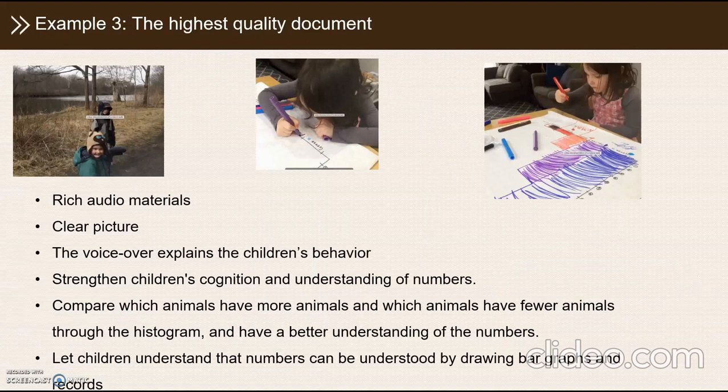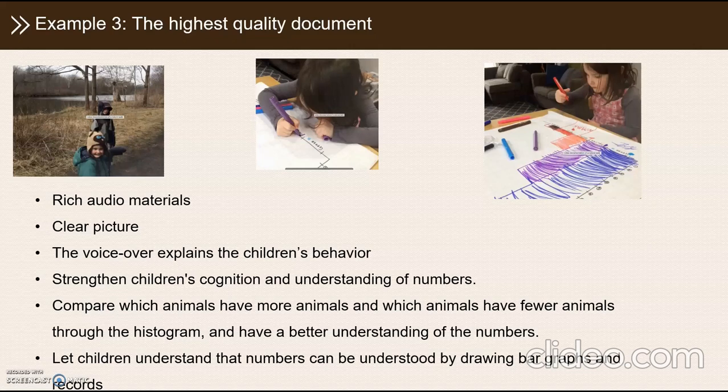So the next example we chose is the highest quality documentation we provide for you today in our film. This example has a very high quality and meets all the required elements of pedagogical documentation. In detail, this is a 4-minute video recording the discussion and process of children's experience of working on the coast trail and the various learning opportunities through this work.